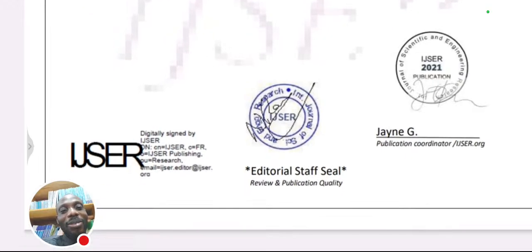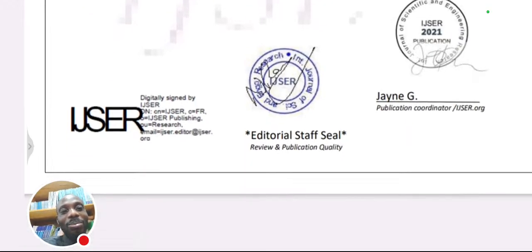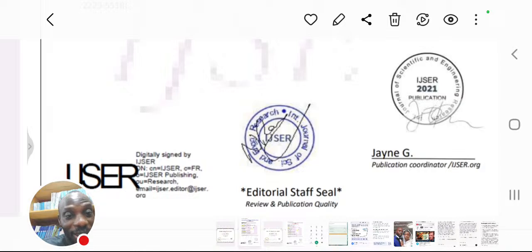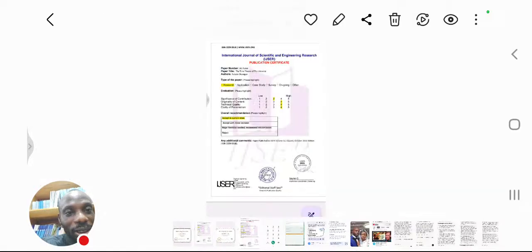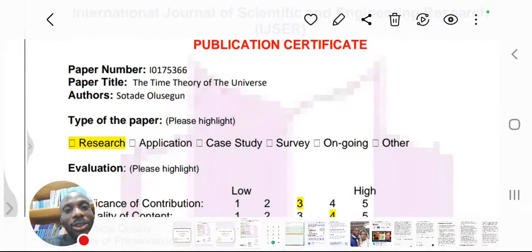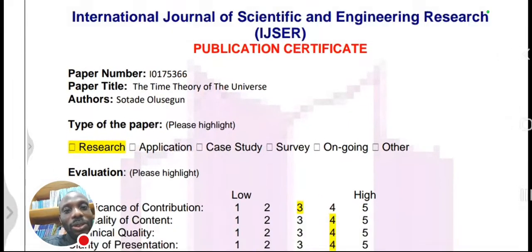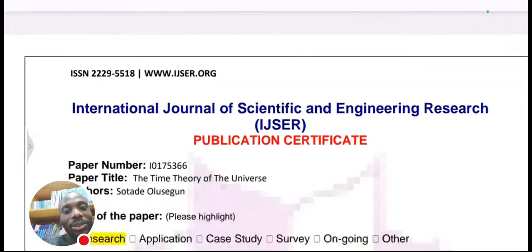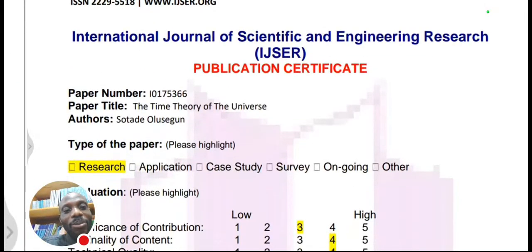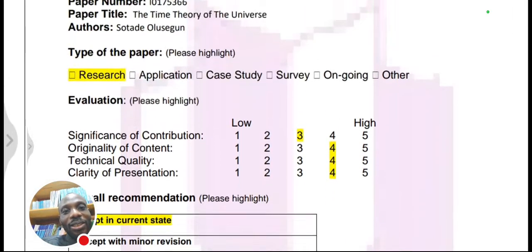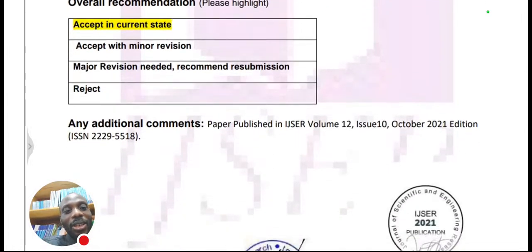So that is that. Then you can see the stamp and other things right there. Then another thing I would like to show you, let me show you that first publication. So you can see the first publication is this, the time theory of the universe. And the evaluation is the same for that as well.